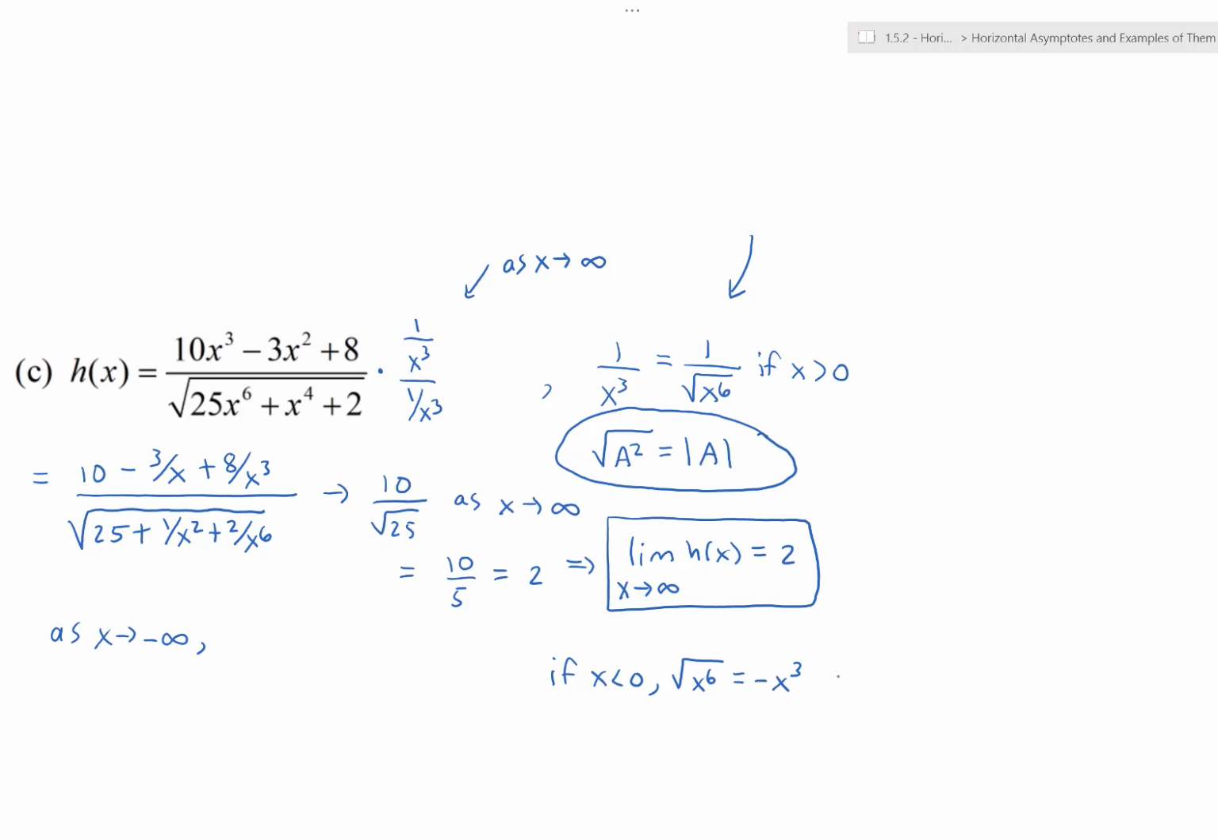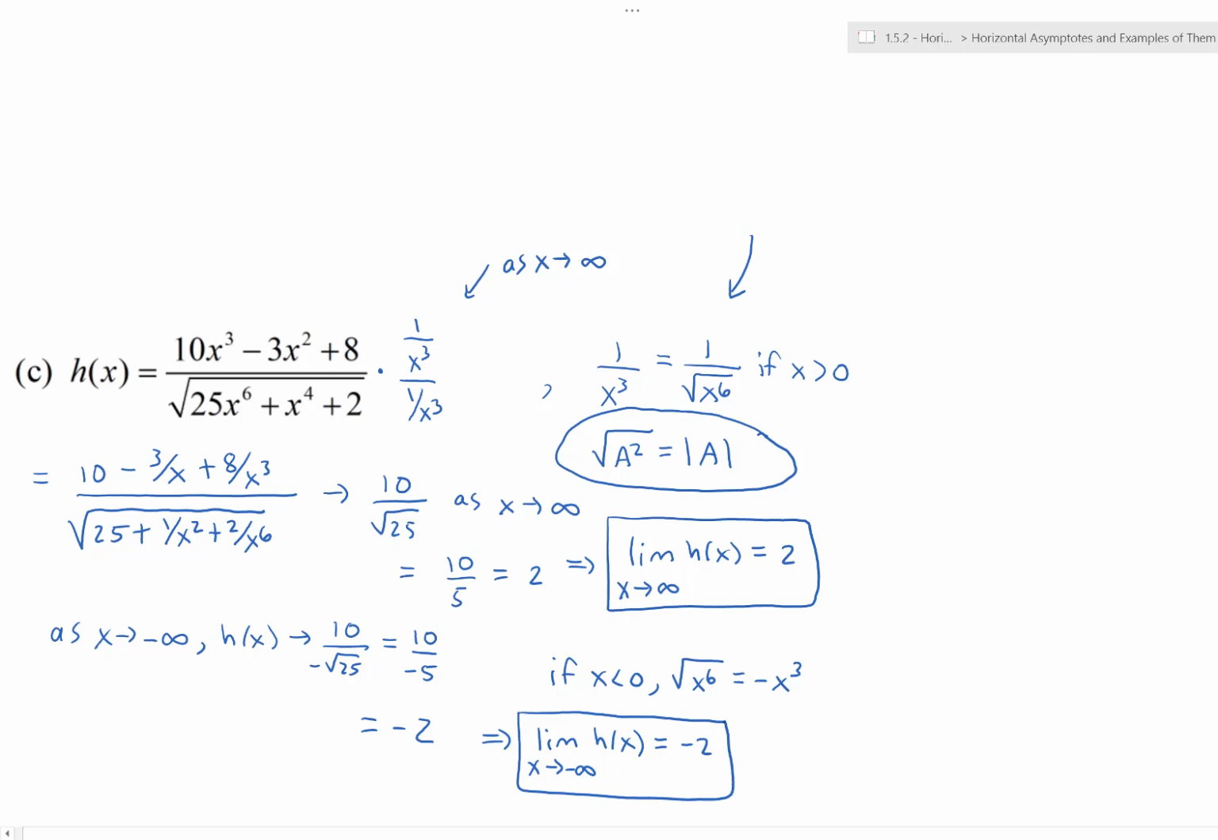However, in the denominator now, we're going to have a negative root of 25. And thus, as x goes to negative infinity, my function h of x is going to approach 10 over negative root 25, which is 10 divided by negative 5, which in this case is negative 2. And thus, we can write the limit as x goes to negative infinity of h of x is negative 2. That's the long-run behavior in both directions.